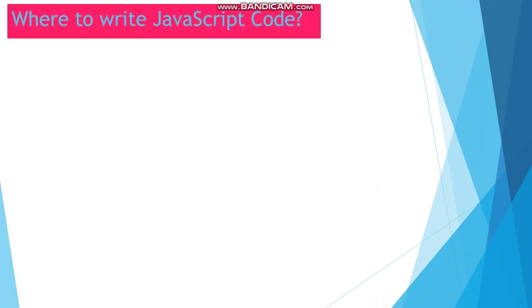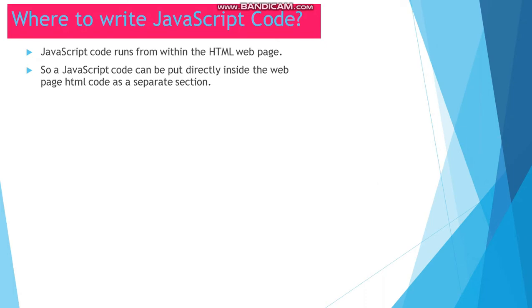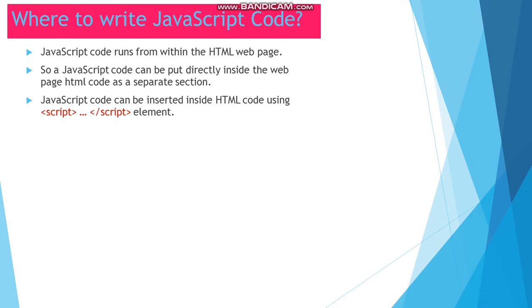Now, where to write JavaScript code? JavaScript code runs from within the HTML web page. So if you want to write JavaScript code, then you can write it. So a JavaScript code can be put directly inside the web page HTML code as a separate section. So if you want to write JavaScript code, then you can open HTML code in Notepad, and then you can write the JavaScript code inside it. JavaScript code can be inserted inside HTML code using script and /script element.